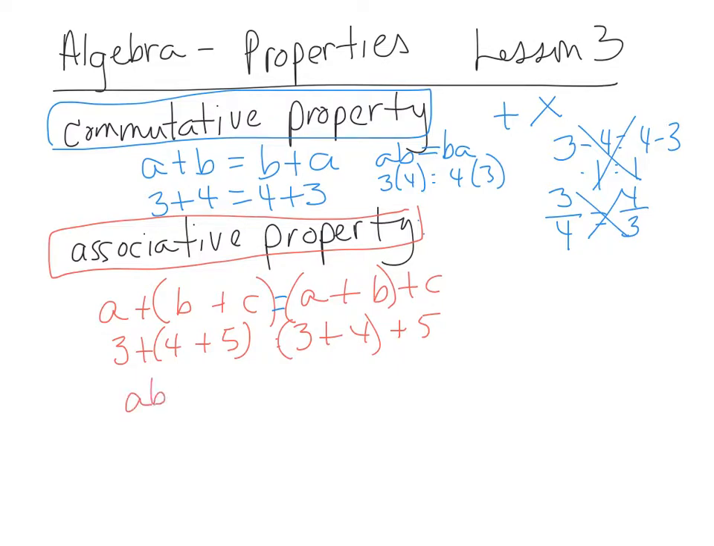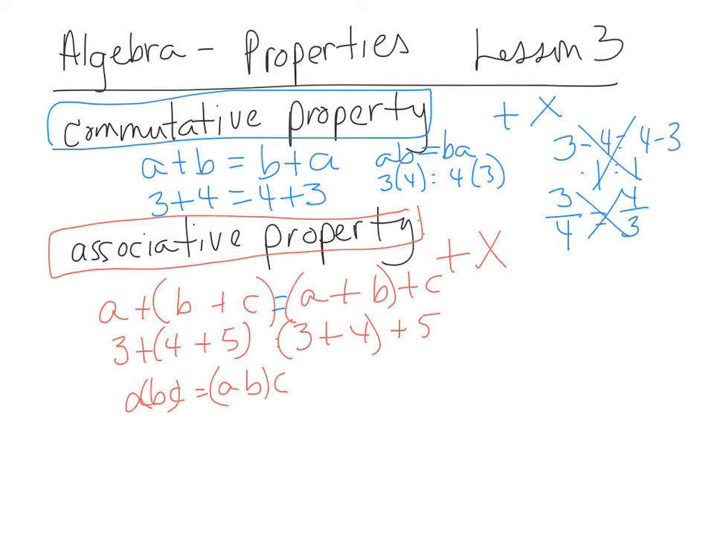A times B times C, in parentheses, equals AB times C. And you can prove that out. And so the associative property is flipping the parentheses. And it works for addition and multiplication. It does not work for subtraction and division.